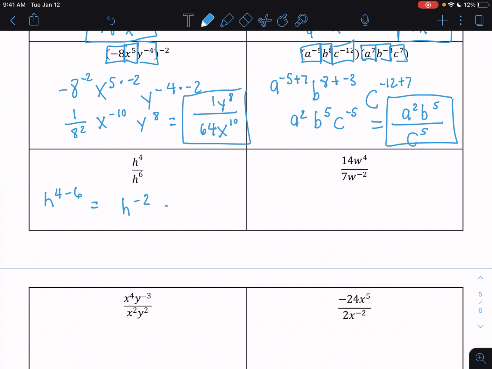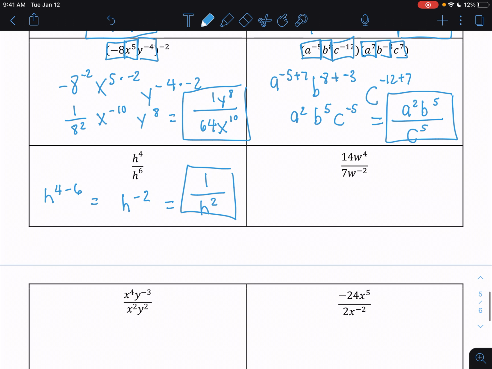And h to the negative 2 can't have negatives, so we're going to have to put it in the bottom, 1 over h squared. And that just makes it easier to solve for us. If we were to be given a number for h, like let's say 5, solving the simplified version is a lot easier than the unsimplified version. So when you have a variable in the top and the bottom, you're going to subtract them. So you're going to take, for example, 4 minus negative 2 for this one.